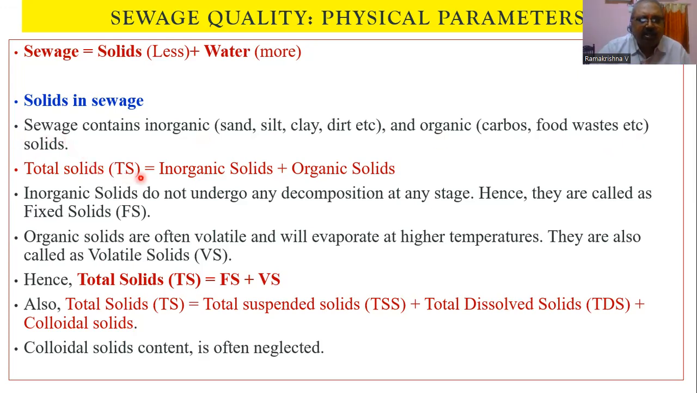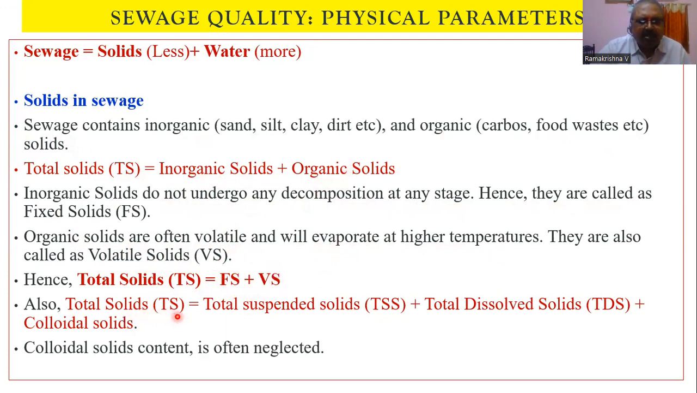The total solids is a combination of inorganic as well as organic. Inorganic solids do not undergo any decomposition at any stage, and so they are also called fixed solids. Organic solids are often volatile and they'll evaporate at higher temperatures. So that's why they're also called volatile solids. The total solids is equal to fixed solids plus volatile solids. Fixed means inorganic solids, volatile means organic solids.